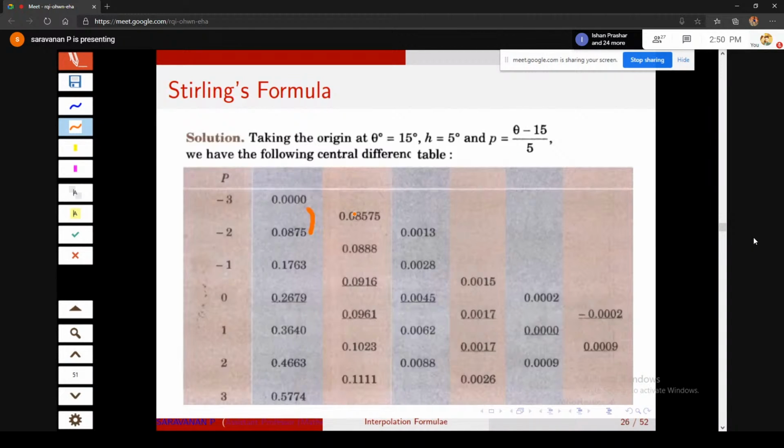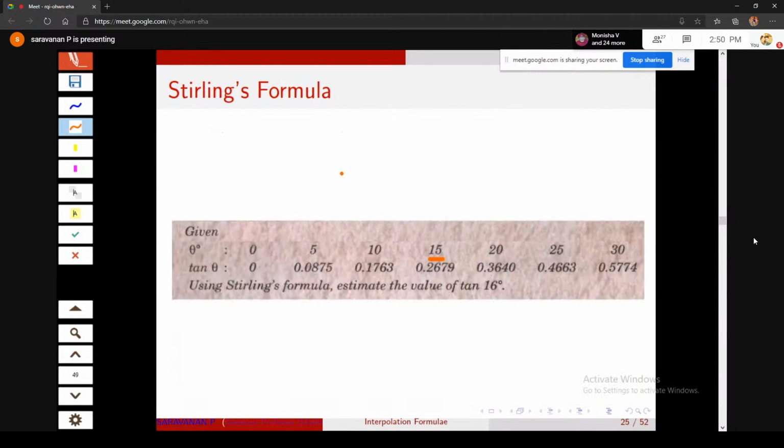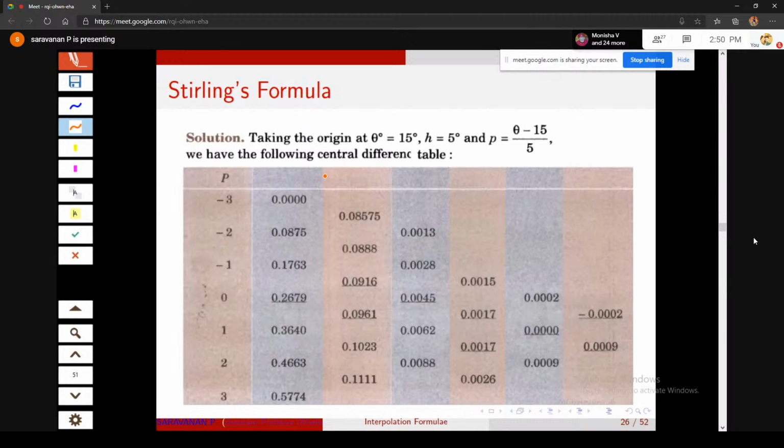This minus this, this minus this, and so on. Write the differences here. Then similarly subtract this and write. So this is tan theta. Maybe you can take it as y. Then this will become delta y, this will become delta square y, this is delta cube y, this is delta power 4 y, and this is delta power 5 y.